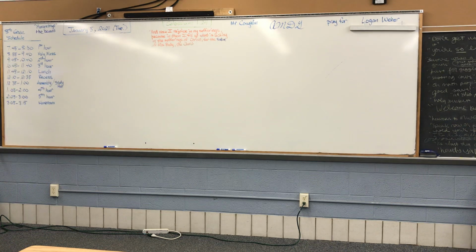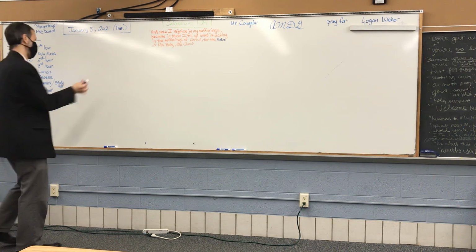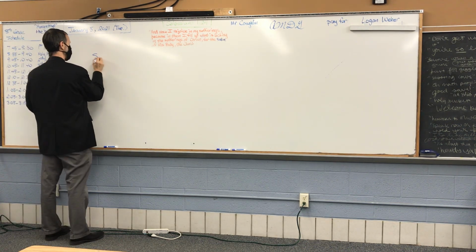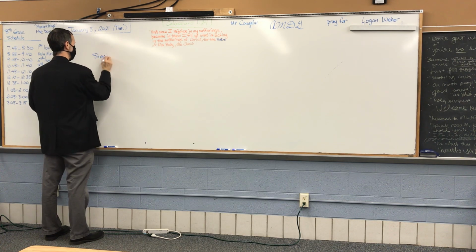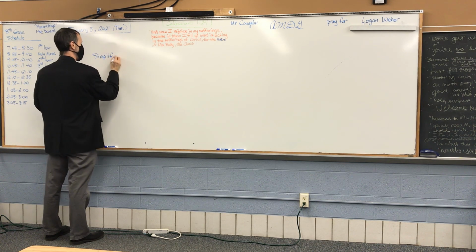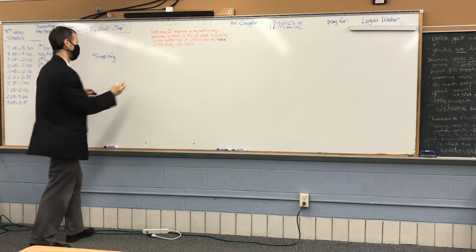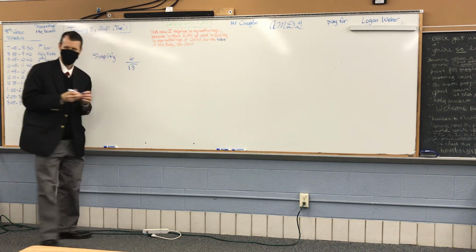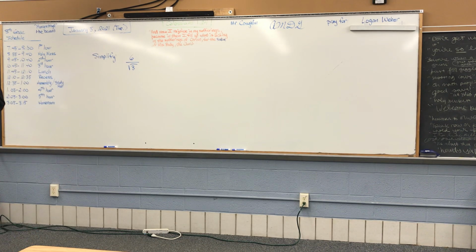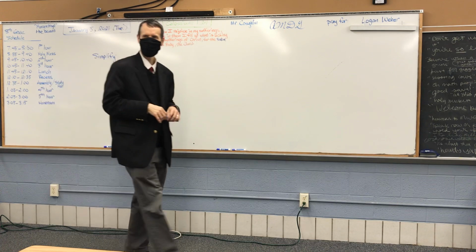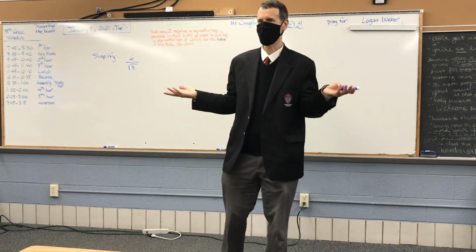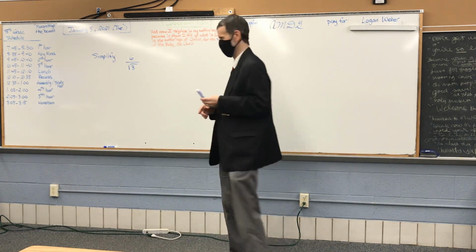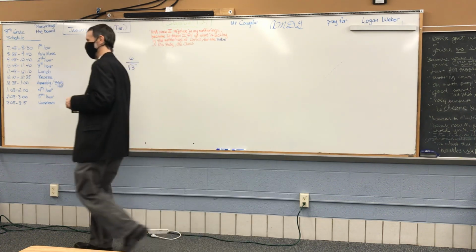Let's see what you remember. I would like you to simplify the following: 6 over radical 3. First of all, can somebody tell me what's wrong with this? Why can't I just leave it the way it is? Radical in the bottom. Can't have a radical in the basement.